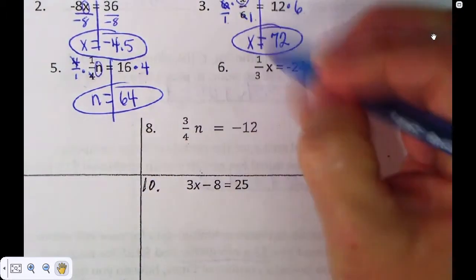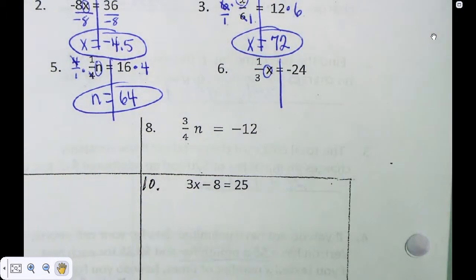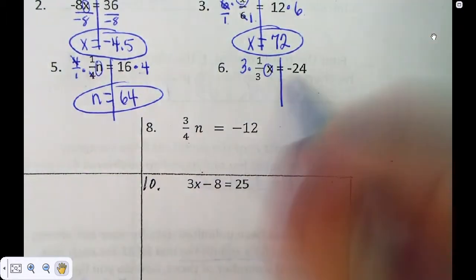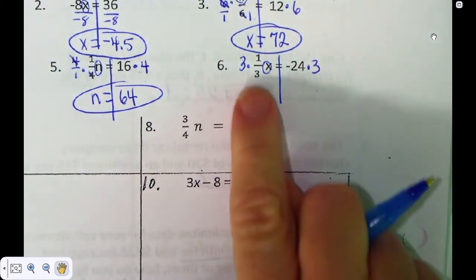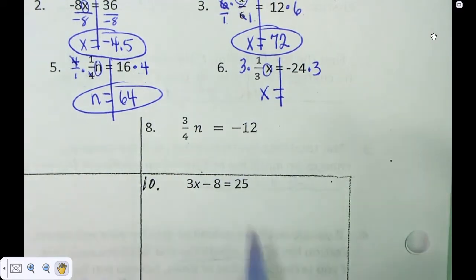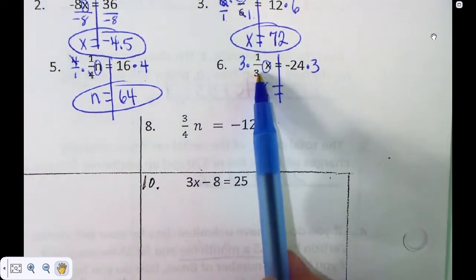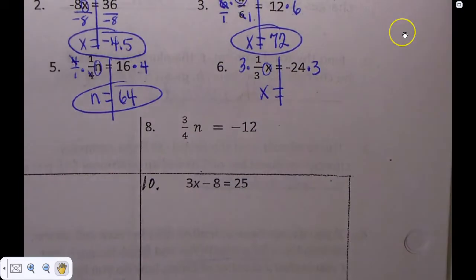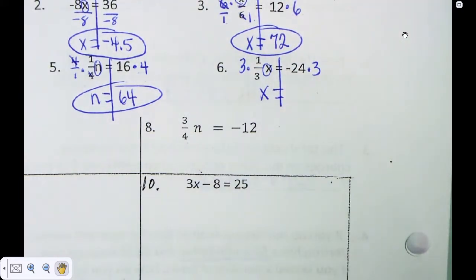Okay, number 6. Circle your X, draw your river. 1/3 is called the what? Coefficient. The reciprocal would be 3/1. Anytime, but just put 3, guys. You just have to put 3, because 1/3 of 3 is 1. You know that you're going to get 1x. That's your goal. Anytime you multiply a number by its reciprocal, you get 1. So what's your answer?